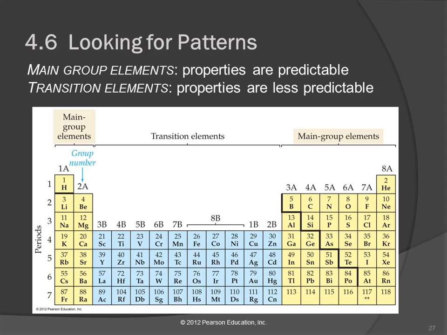The main group elements are more predictable. We can more easily predict their properties from their position in the periodic table. The transition elements are kind of squirrely, and they're much, much less predictable. So a lot of the things we talk about in this class especially are going to pertain to the main group elements, and they may or may not apply to the transition elements.